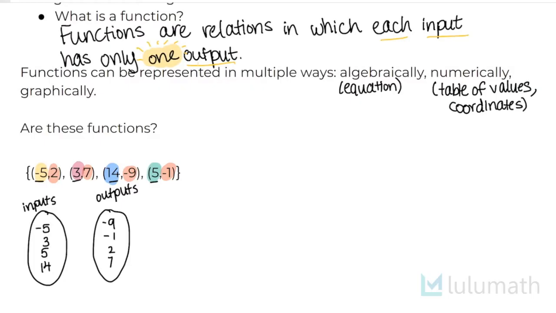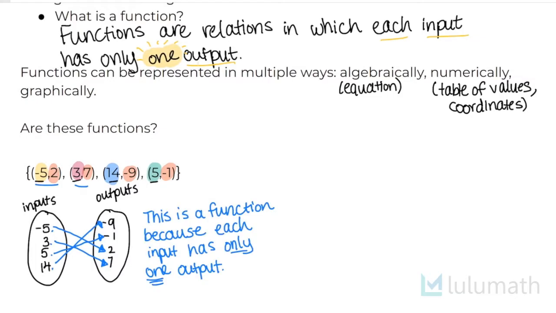I can see here that -5 is mapped to 2, so I will put an arrow from -5 to 2. The 3 is mapped to the 7. The 14 is mapped to the -9. And the 5 is mapped to the -1. As you can see in my mapping, each one of my inputs is only mapped to one output. It has its own unique output. So yes, this is a function because each input has only one output.